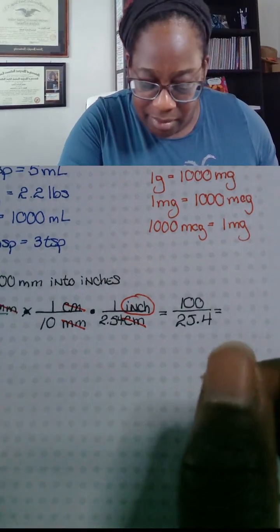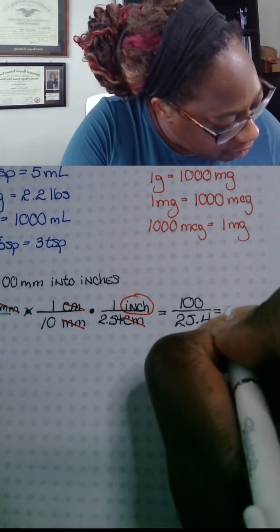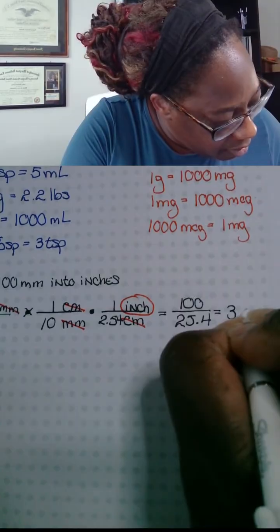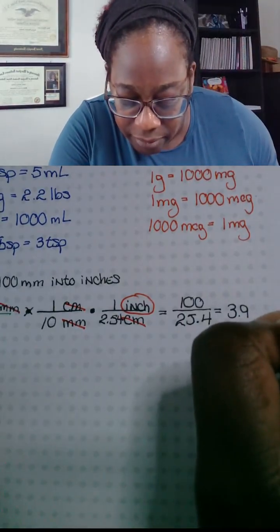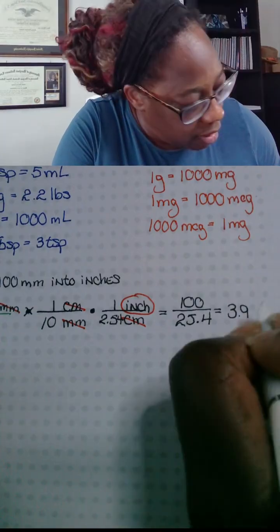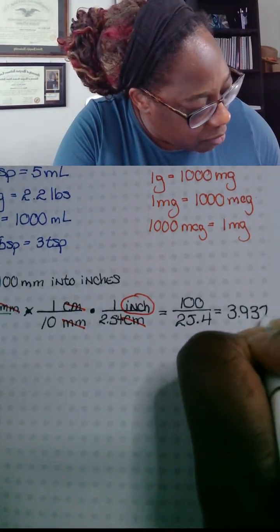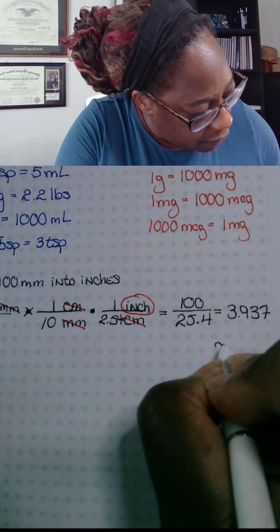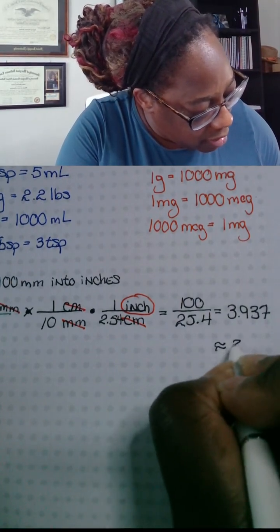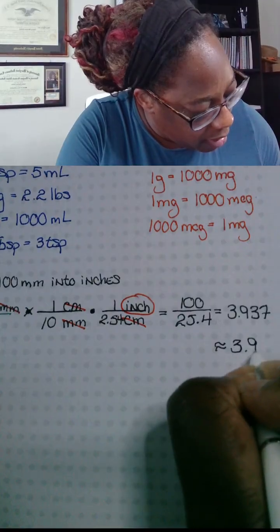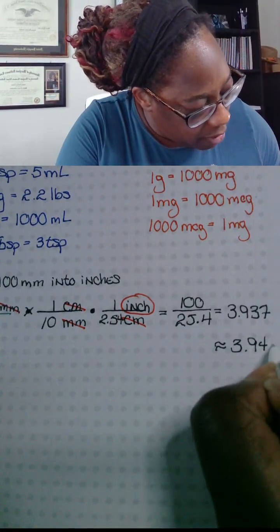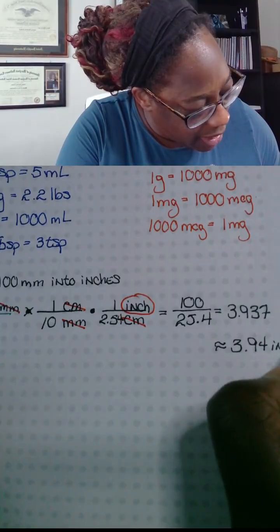Thank you. So we have our 3.9, I can say 3.937 if I want it to the thousands. But if I want it as the hundreds, it'll be 3.94. And 3.94 inches.